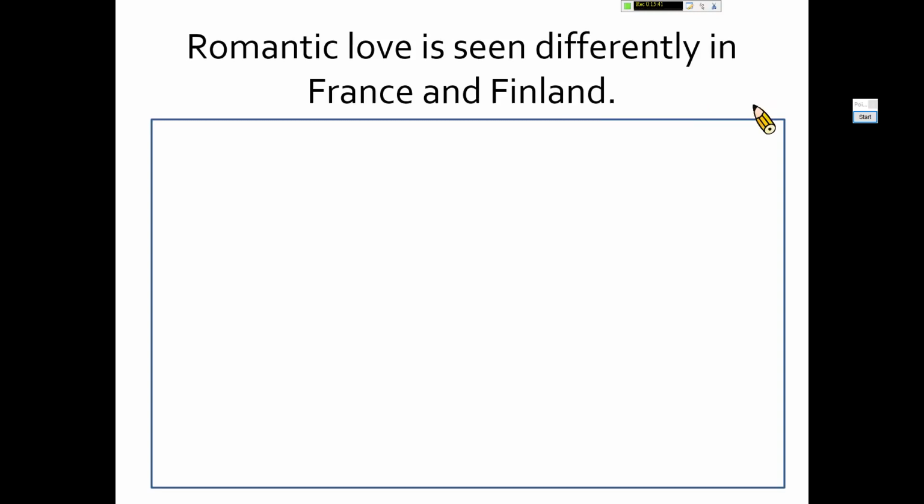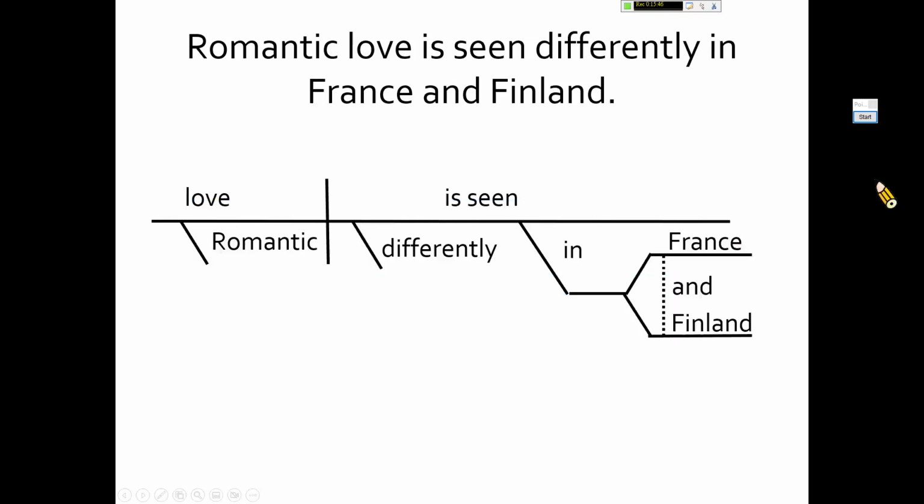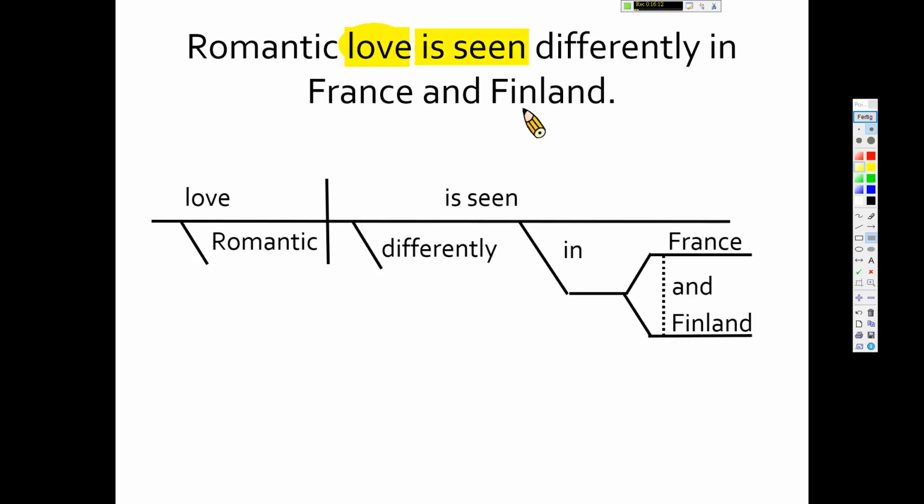Okay, so let's see this one. This one is a little bit complicated because you have to fully comprehend the knowledge you have learned so far in order to get this right. Okay, so let's see this one first. Again, love. Love is the subject, is seen is the verb, right? So love is seen divided by the vertical line over the main line. So this is what we want to have.